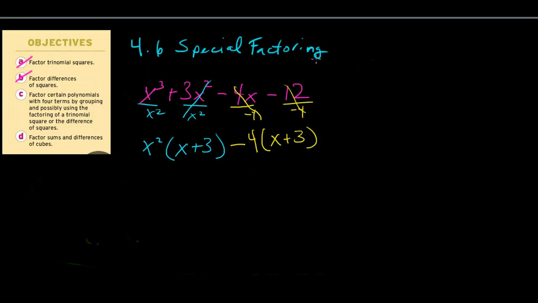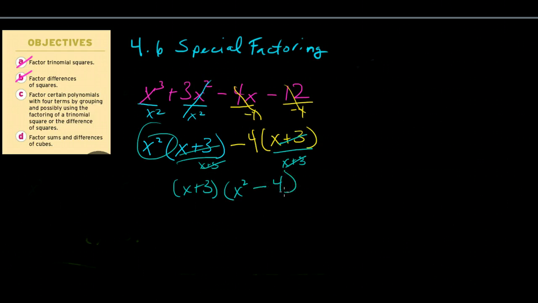And now I ask myself, do my two terms have a common factor? And in fact, they do. This one has an x plus 3 and an x plus 3. So I have x plus 3. I can divide that out from this term and from this term. And I'm left with x squared minus 4.